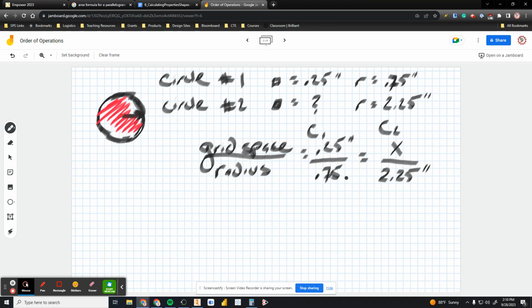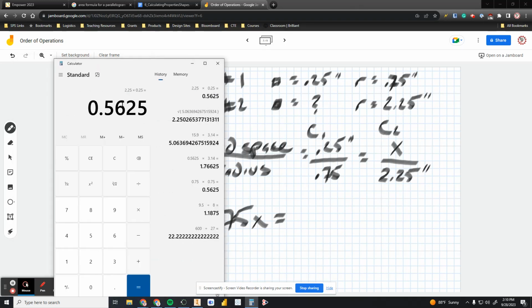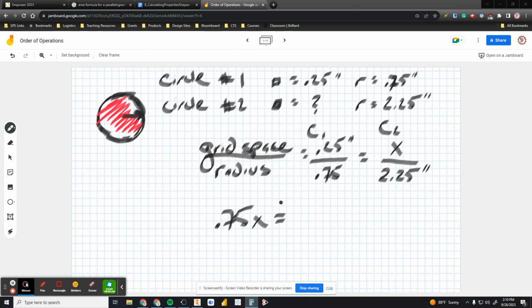And we need to once again cross multiply. So we have 0.75x is equal to 2.25 times 0.25. So 2.25 times 0.25, and that's going to be 0.5625.